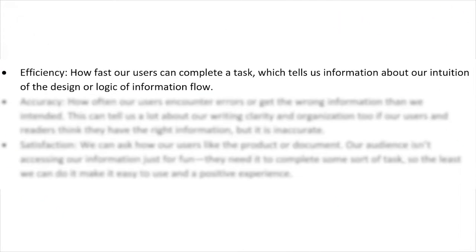Usability is not a specific thing so much as a point on a spectrum with overlapping factors that change the user's experience. Again, as an introduction and a baseline, we are looking for improvements in the writing style and organization of the thing. So with that in mind, we might evaluate several factors and areas that relate to our messages and those structures. Efficiency is how fast our users can complete a task, which helps tell us information about our intuitive design or logic and information flow.